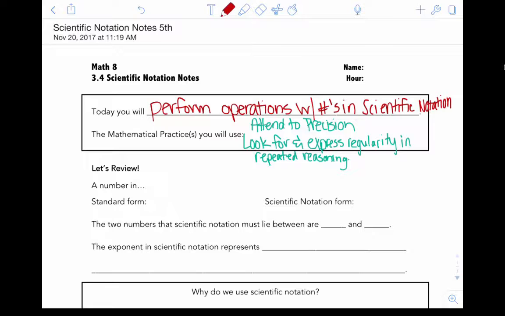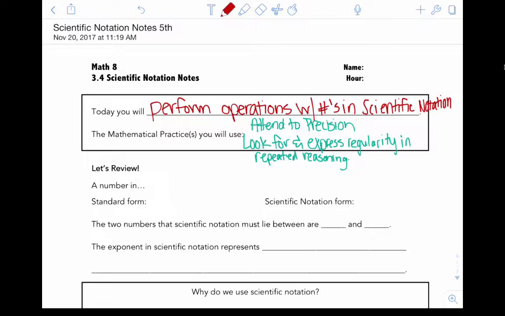We have two main math practices that we're going to use in this section. The first one is attend to precision. We're going to use that when we are first learning about scientific notation. We're going to be converting numbers from standard form, which is just a regular number we're used to, to scientific notation, which is what we are about to learn. So we're just going to have to be very careful and make sure we're being very exact in what we're doing.